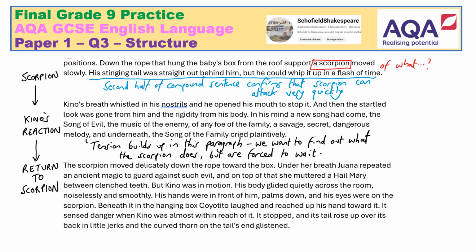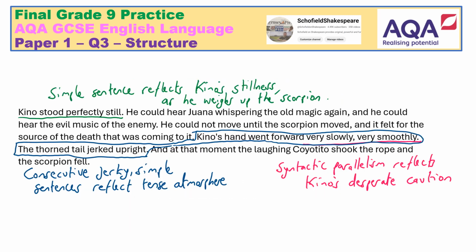But look what happens in the following paragraph. Rather than continue to describe the scorpion, we have a full paragraph describing Kino's reaction. This delay further builds up tension as we wonder about whether this scorpion will attack. In the following paragraph, note the stillness of the initial simple sentence: "Kino stood perfectly still," full stop. This reflects the tense atmosphere in which neither the scorpion nor Kino are moving.